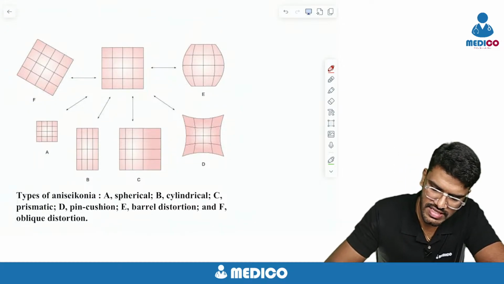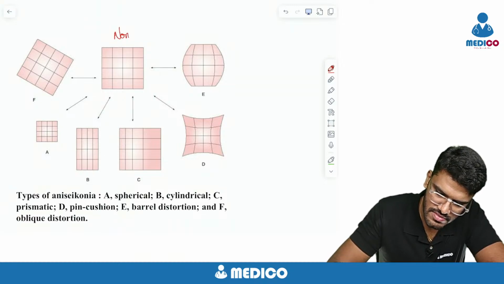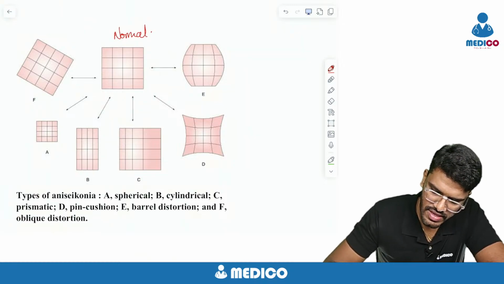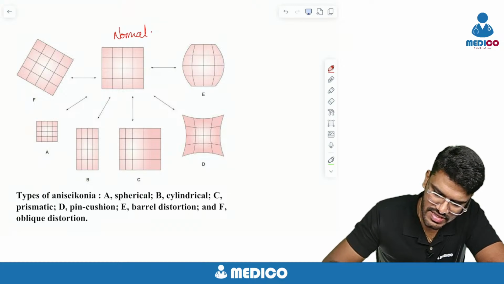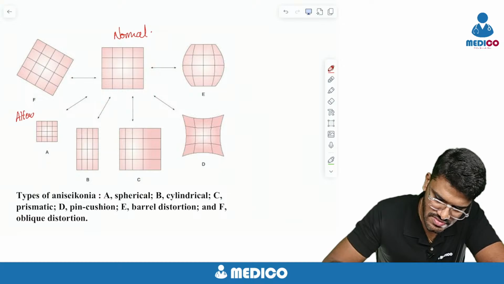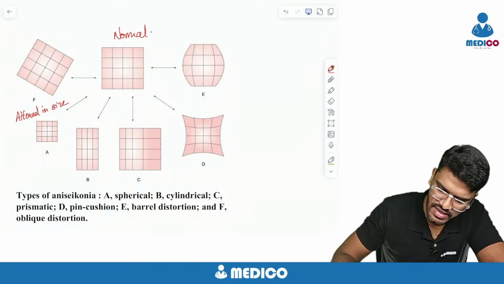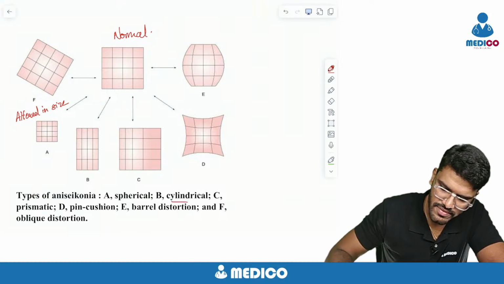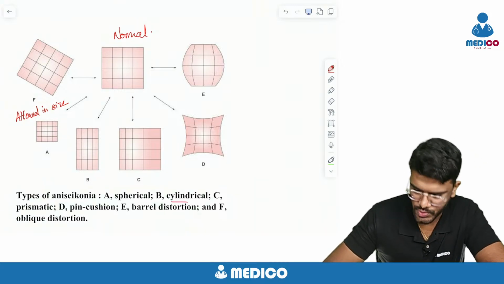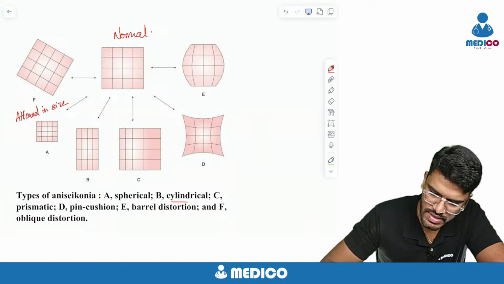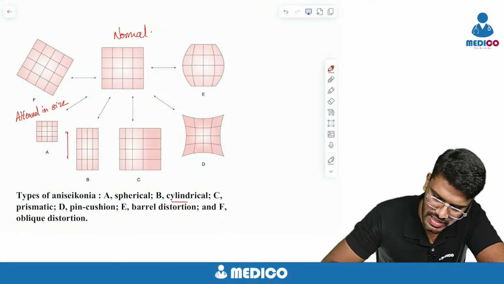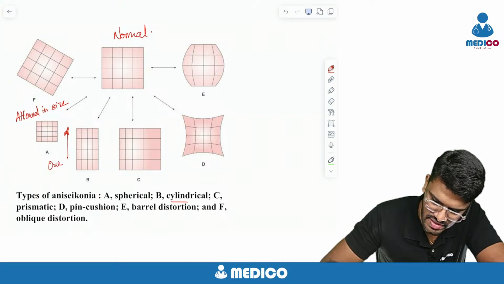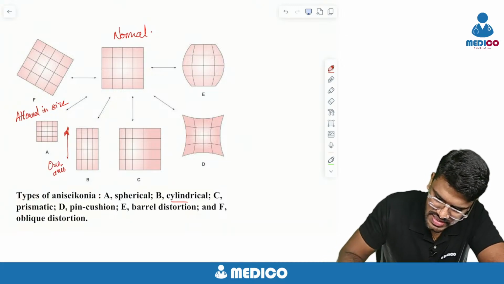Okay, so first, this is the normal image. Whenever there is spherical aniseikonia, the image appears altered in size. Second, when it is cylindrical aniseikonia, that is, a cylindrical difference in power between the two eyes, what happens is there is elongation in a particular axis. This is one axis and this is the other axis, right?